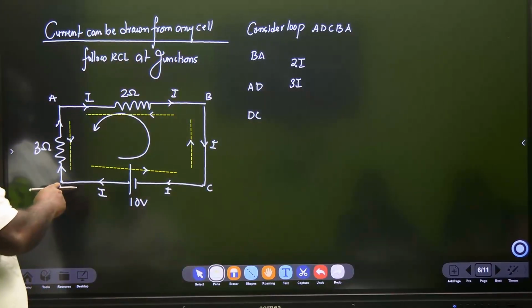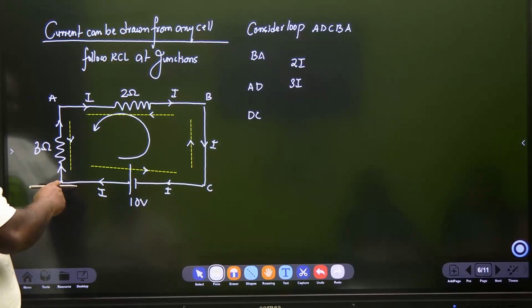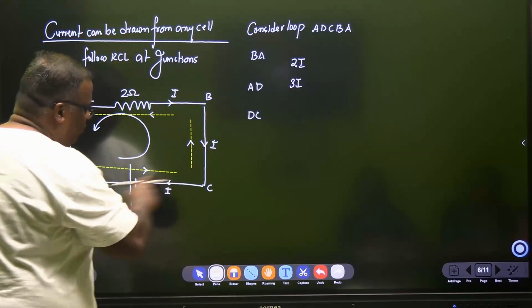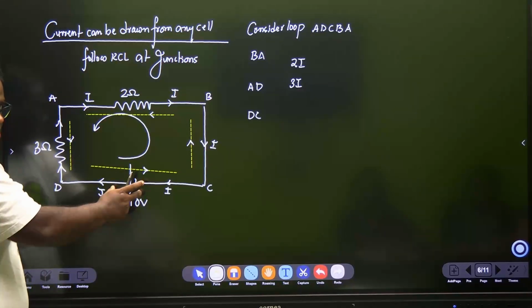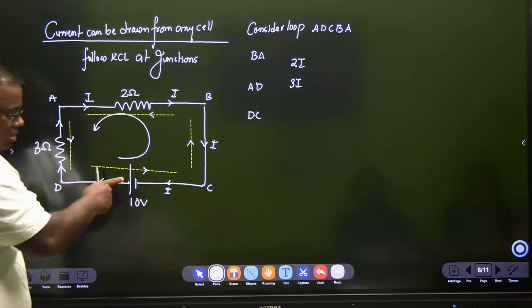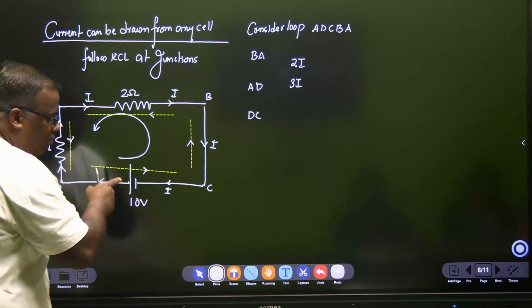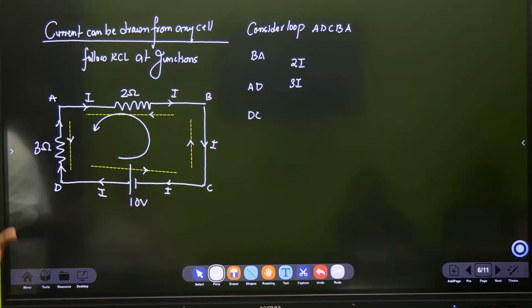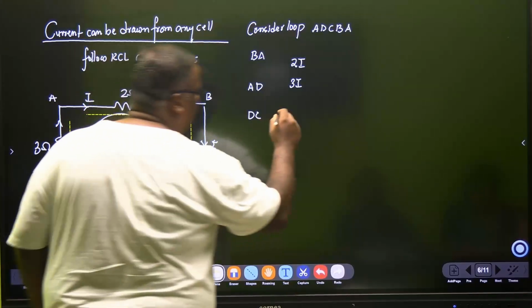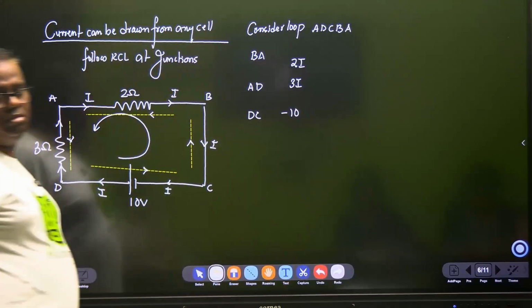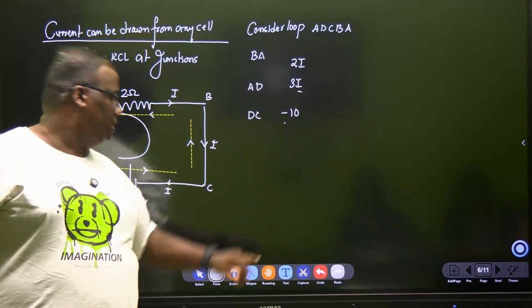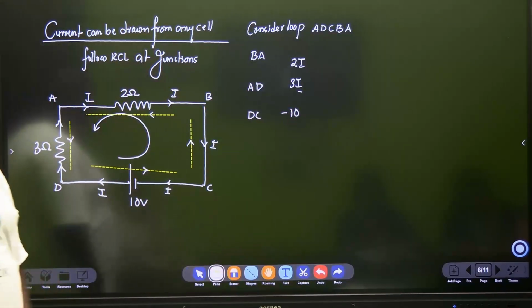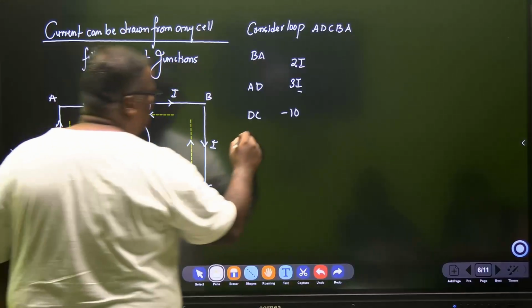Then I come to DC. In DC, look at DC, what is happening? At DC, I am moving from this direction and my EMF, now there is no resistor. I am only having a cell. Here current has nothing to do. I'll just see in my movement, I'm moving from high to low. Potential is reducing. So I have a negative 10 out here. All are volts, huh? This is IR volt, this is volt, this is also volt. Clear, Arjun?